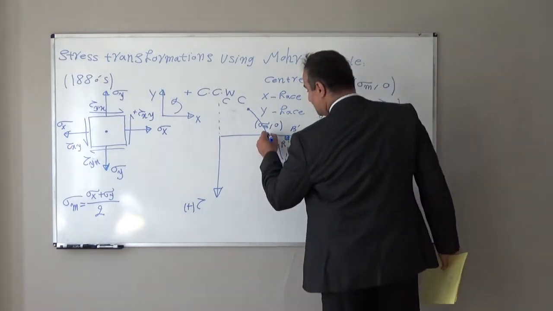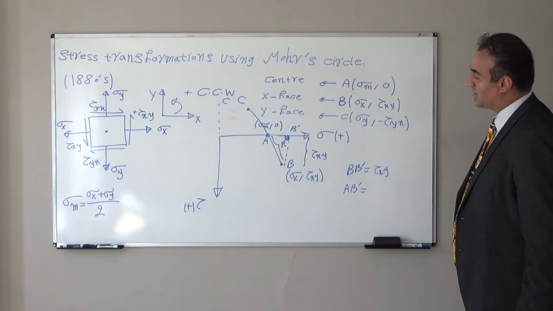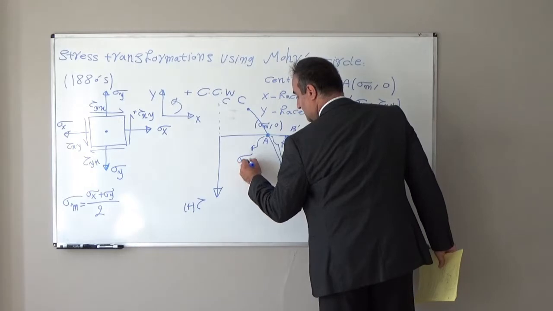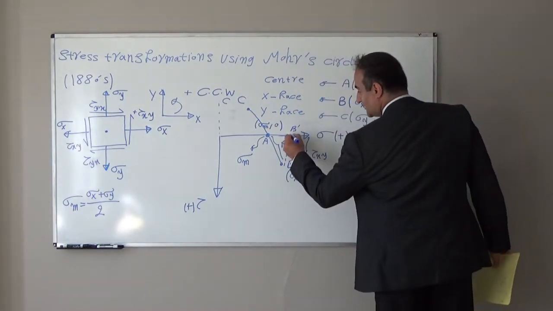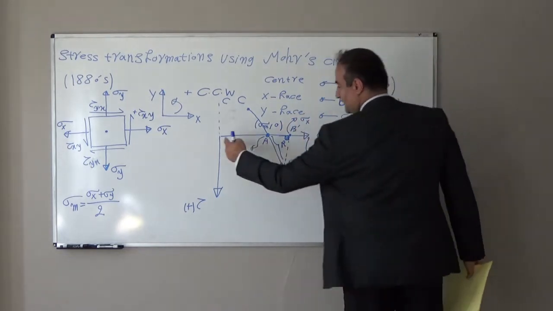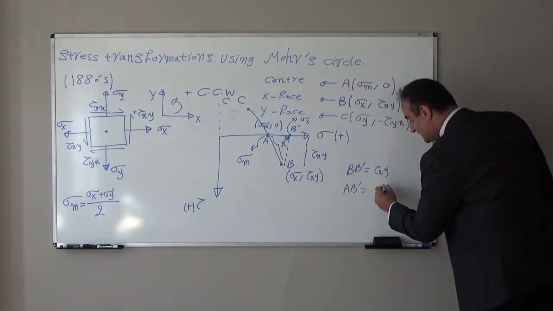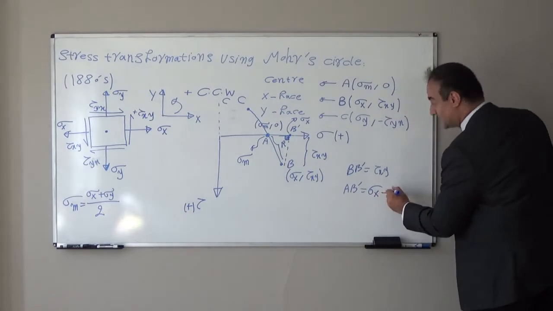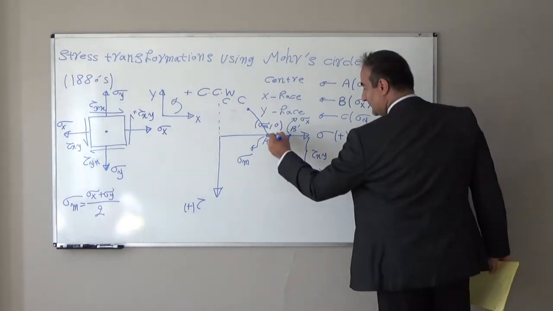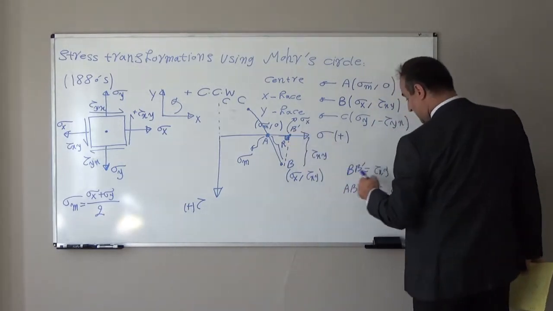Look at here. What is this? This is center point sigma m, or mean stress. What is this point? It is sigma x. So from here to here it is sigma x. AB prime will be sigma x minus sigma m. So in the right triangle, we have both legs. We have AB prime, we have B prime B.